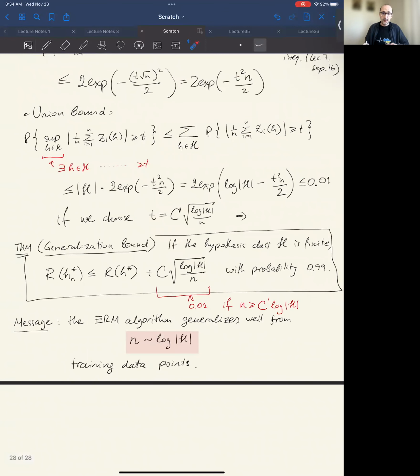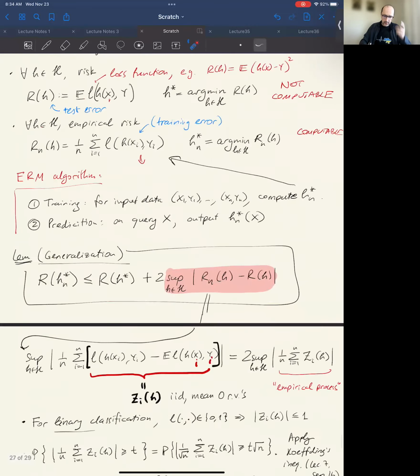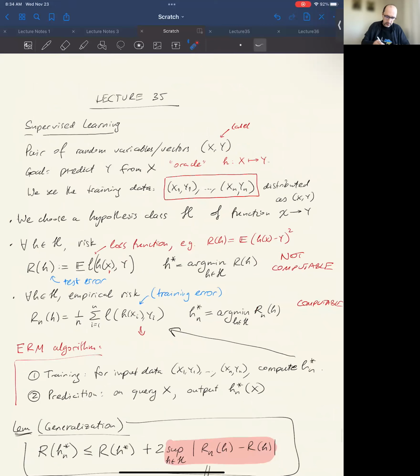There's another big thing, like an elephant in the room here. Why have we even assumed that the hypothesis class is finite? So remember, what's a hypothesis class? We choose a hypothesis class of functions and so on and so forth. Why is it even finite?